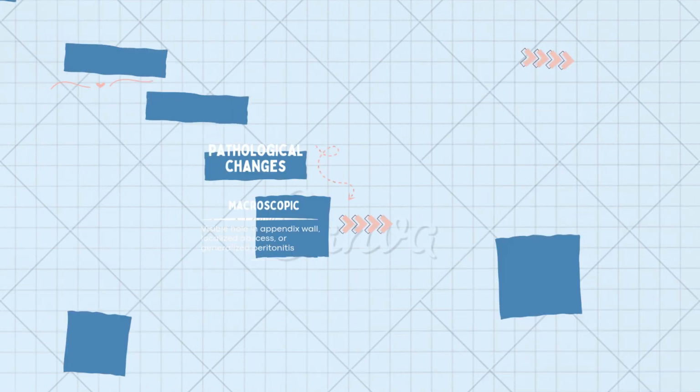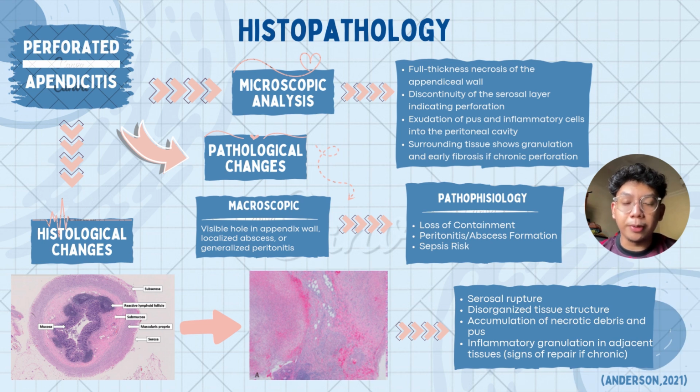Lastly, we move on to perforated appendicitis, where the serosal layer is disrupted, and this indicates full-thickness wall necrosis. We often see pus and necrotic debris spilling into the surrounding tissues with signs of early peritonitis. For pathological changes, the perforation allows the leakage of luminal contents into the peritoneal cavity. This is followed by abscess formation and also sepsis risk. For histological changes, we can see the serosal rupture, accumulation of debris and pus, and also disorganized tissue structure.